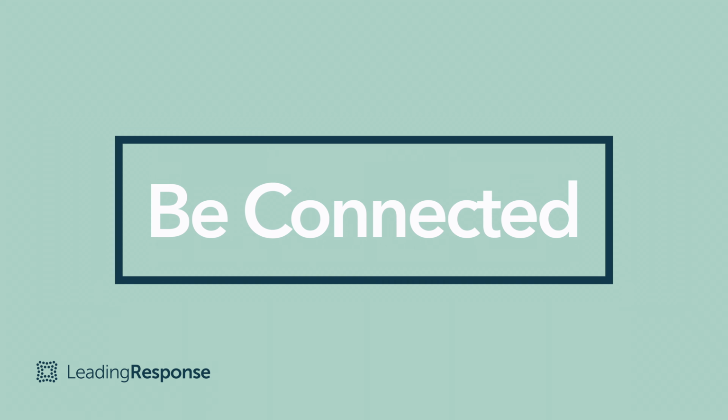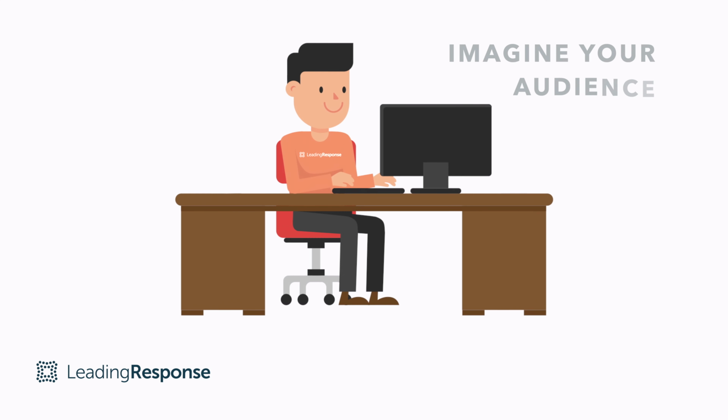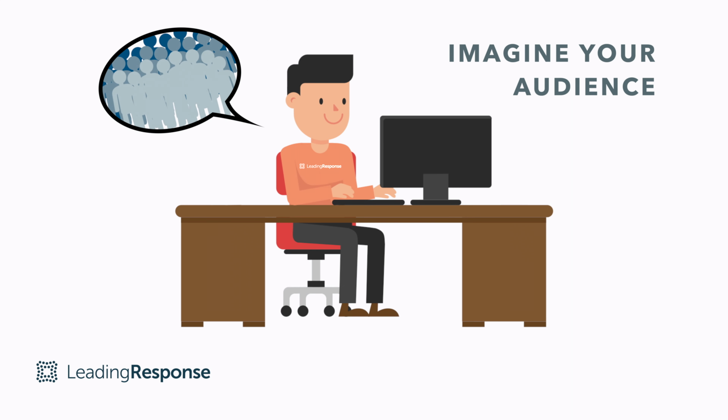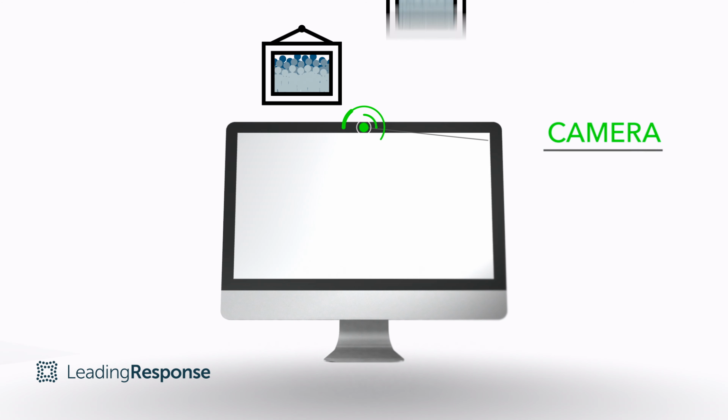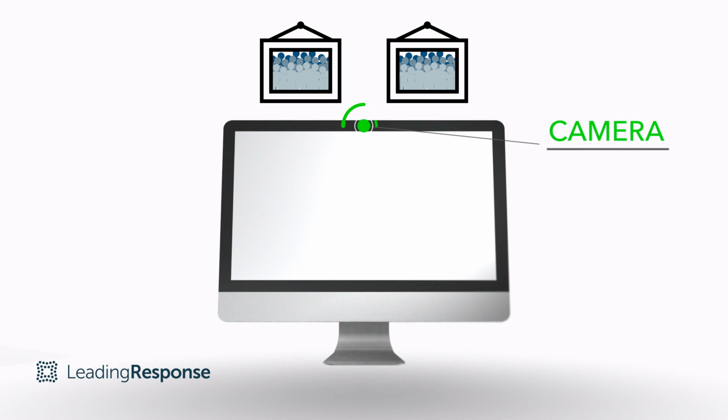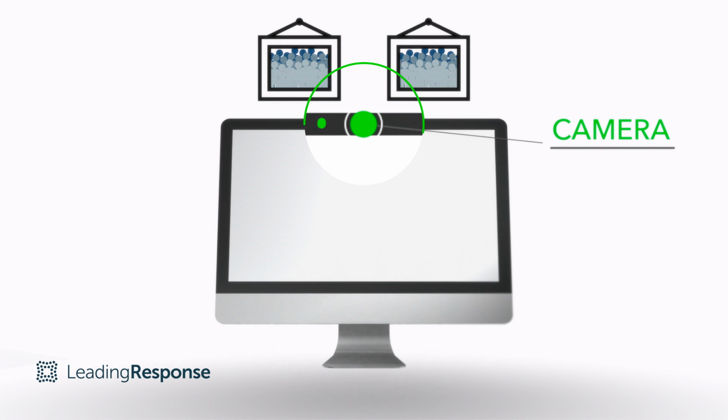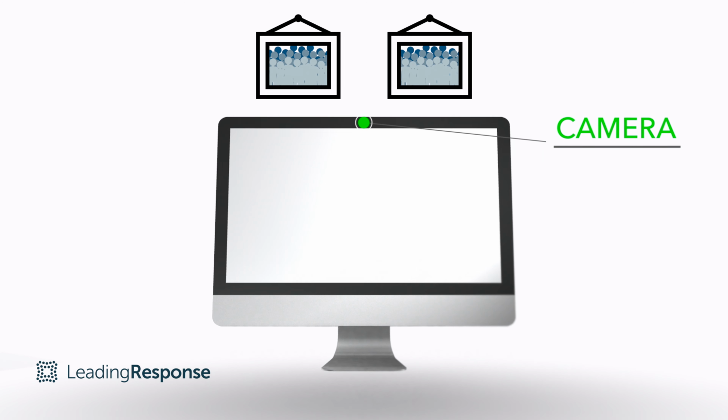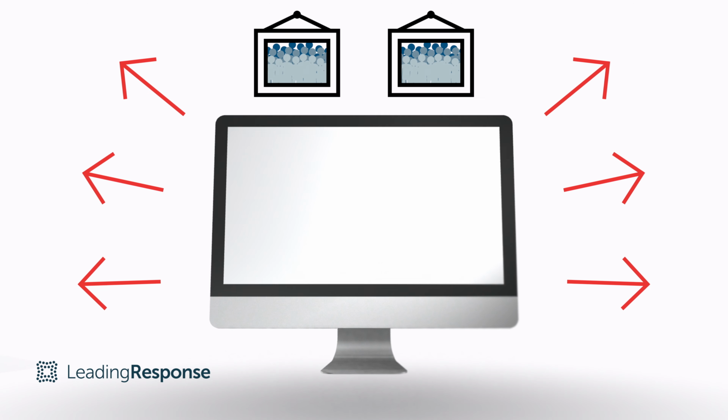9. Be connected. Imagine your audience, even though you can't see them. If you're unable to picture this mentally, then try placing pictures behind the camera so you can look at people as you talk. Make sure you're looking at the camera as you're speaking, because looking around will likely distract your viewers.